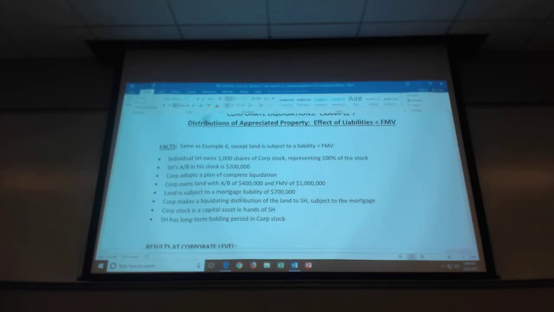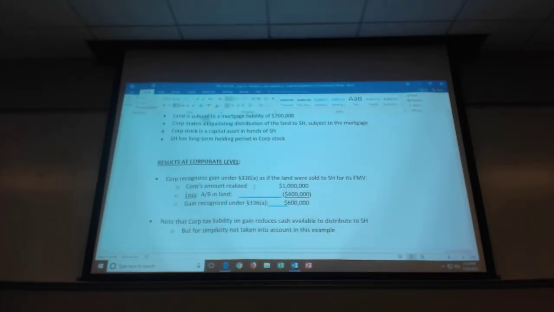What happens if basically the same fact pattern, property with fair market value greater than basis, but the property is subject to a liability that's less than the fair market value of the property? Well, it may sound familiar because we had a similar example in the context of non-liquidating distributions. And the analysis here is essentially identical at the corporate level, but there are different citations.